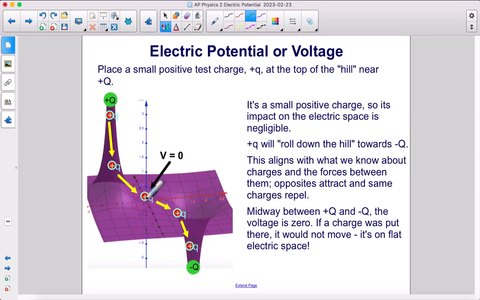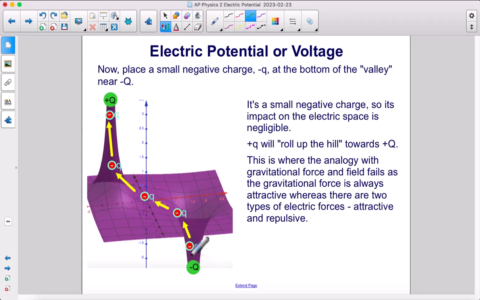Midway between plus Q and minus Q, there will be a point where the voltage is 0. So that's like sea level. If a charge was put there, it would not move at all. It would be on flat electric space. Now, place a small negative charge, minus q, at the bottom of the valley near this large negative charge. It's a small negative charge, so its impact on the electric space is negligible. We don't have to worry about how this little charge affects the space around it.